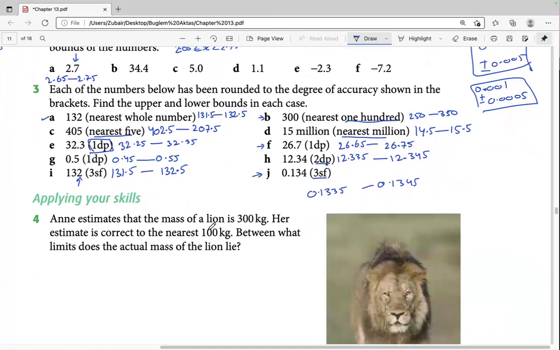Her estimate of the mass of a lion is 300 kg, correct to the nearest 100 kg. Between what limits does the actual mass of the lion lie? It's plus or minus 50. So 350 is the upper boundary, and 250 is the lower.